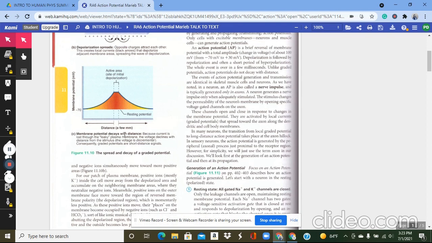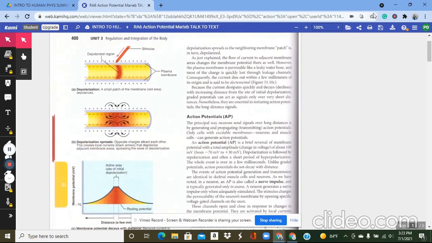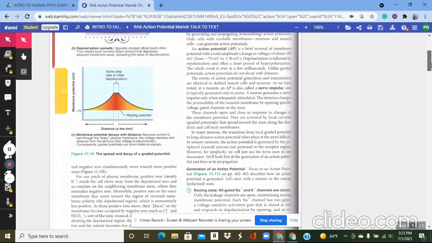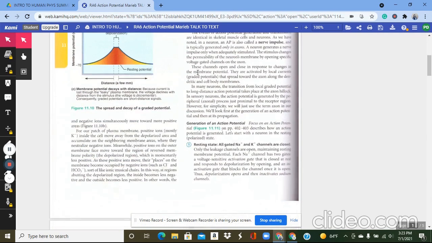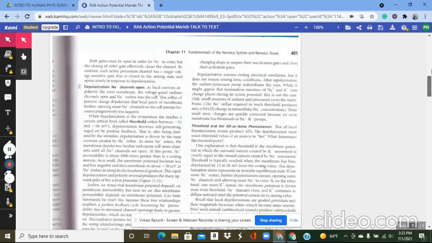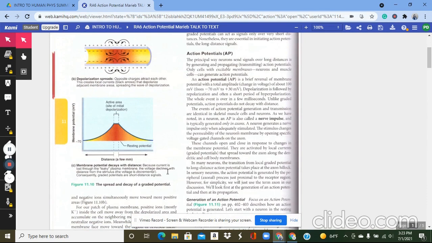Figure 11.10, the spread of a graded potential. I'm assuming this is information that is not connected to any other text included in this portion. But in case Figure 11.10 is needed for other text mentioned here in the PDF, then I might as well look over it later. Since this is cut off, I will ignore this and move on here instead.